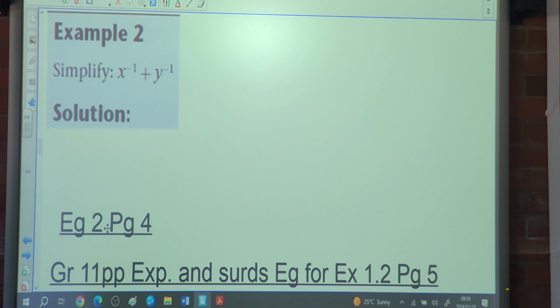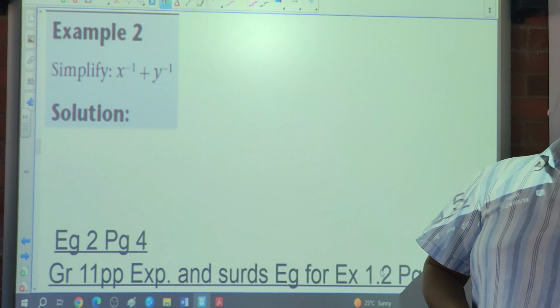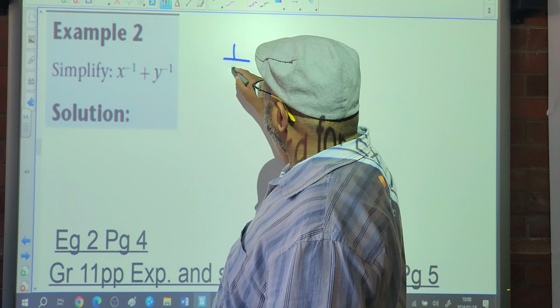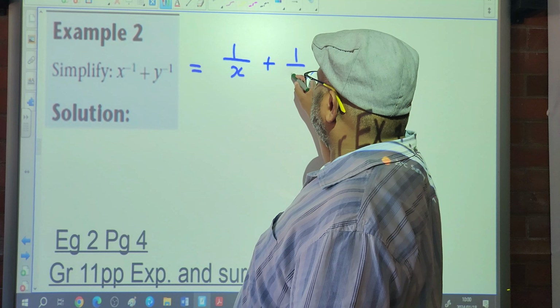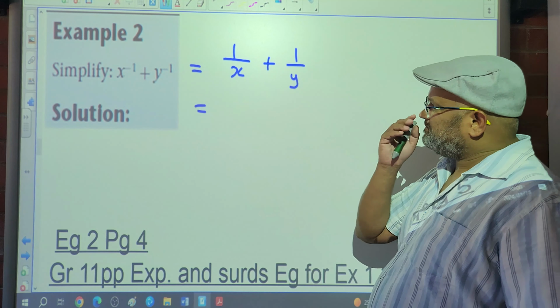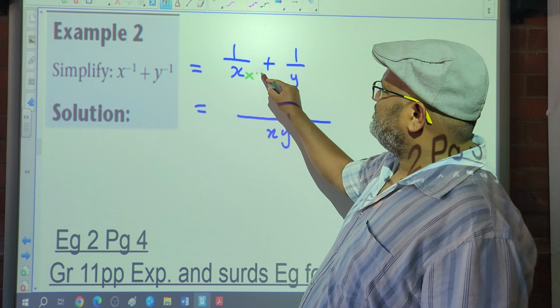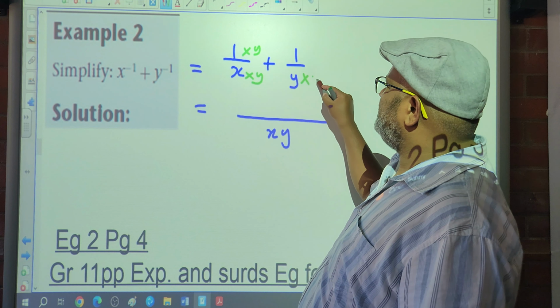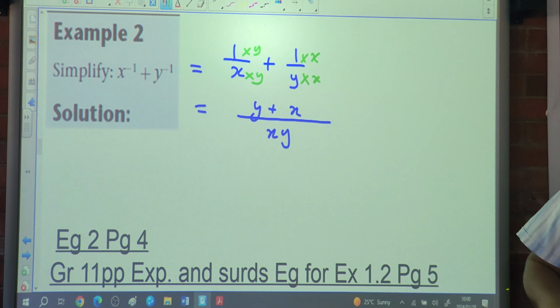The other question is to simplify. So, x to the negative 1. That can be written as what? 1 over x. Okay. y to the negative 1 is 1 over y. What's your LCM here? xy. See that, people? So, x must be multiplied by what to get xy? y. And y was multiplied by x. So what is 1 times y? Plus x. Can I add that? Yeah, why not.